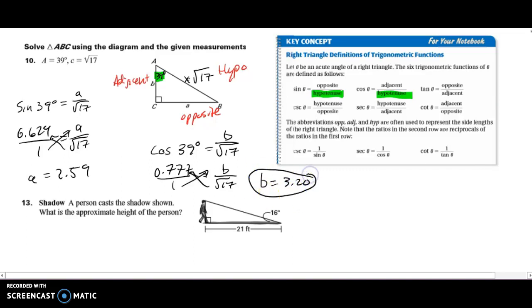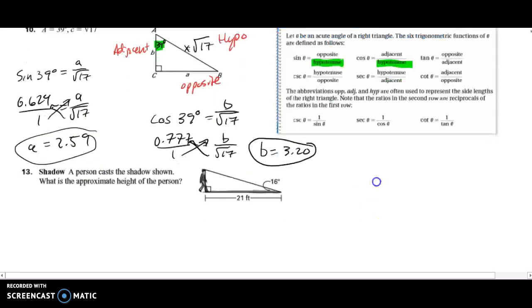Isn't that easy? Isn't this stuff easy? That's the thing, you learn trig when you're in geometry, and it's so hard, but it's not that hard.